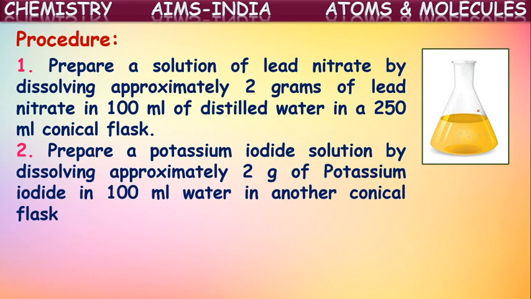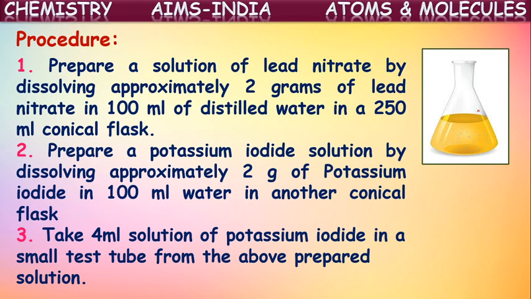So what is done in this? The experiment which proves the law of conservation of mass, observe. In one conical flask, 2 grams of potassium iodide is taken, and in that 100 ml of distilled water is poured so that it forms a solution of potassium iodide. In another flask, 2 grams of lead nitrate is dissolved in 100 ml of distilled water so that lead nitrate solution is formed. In this way, two solutions are prepared in two conical flasks separately.